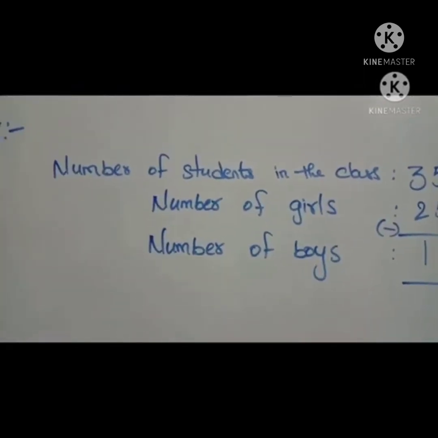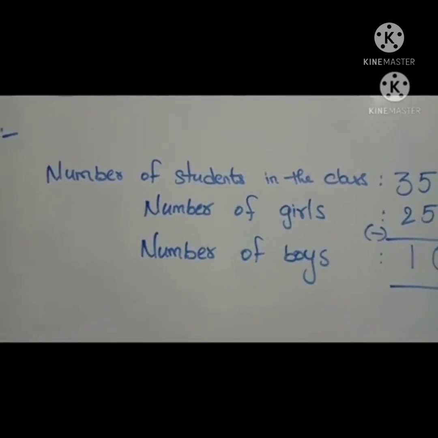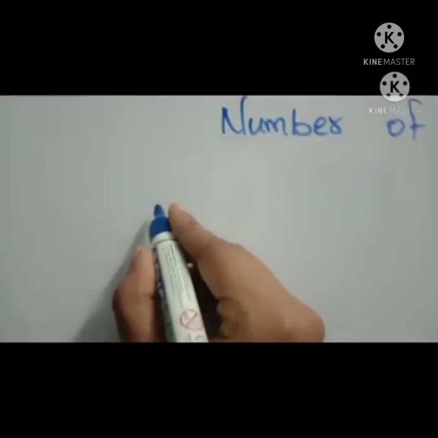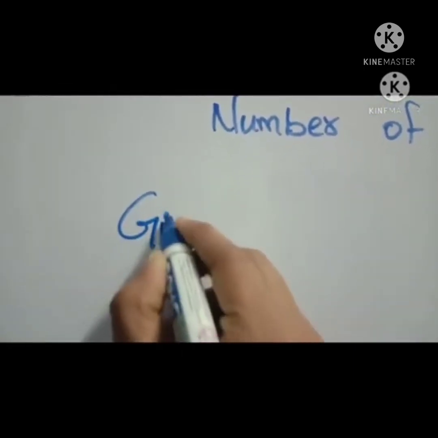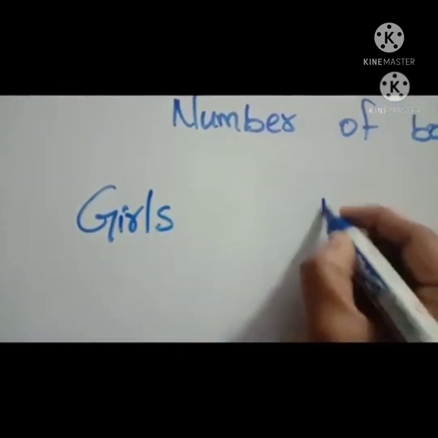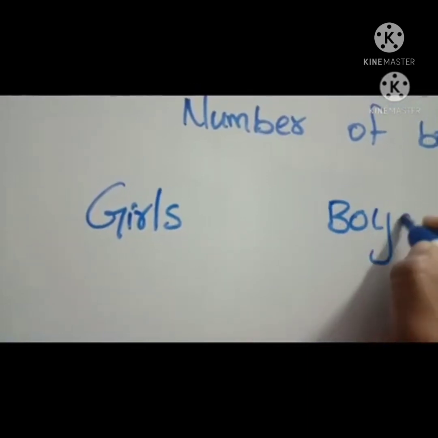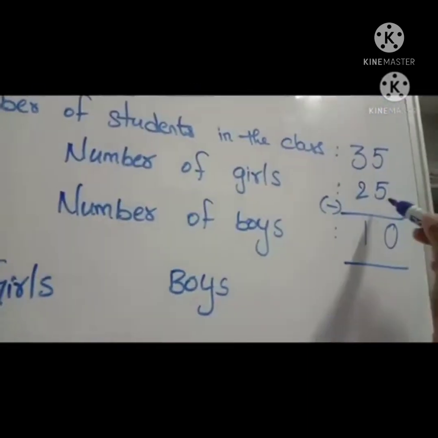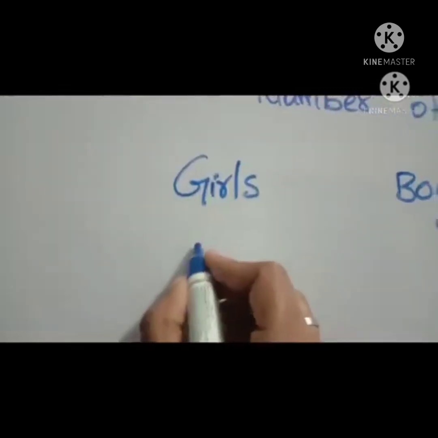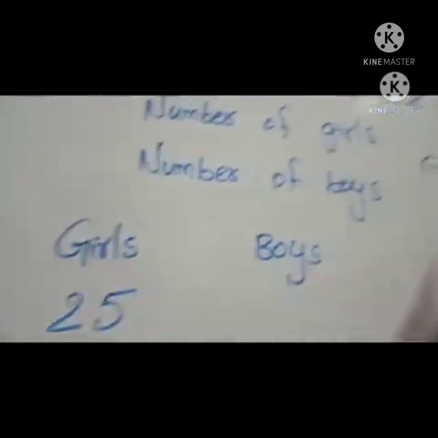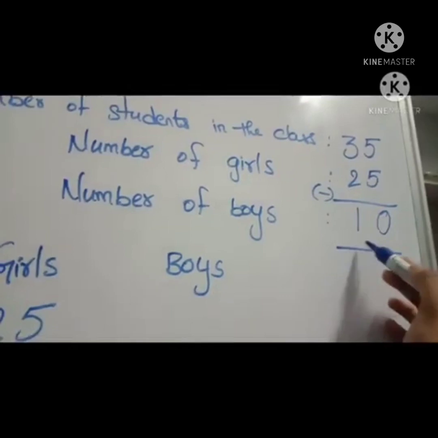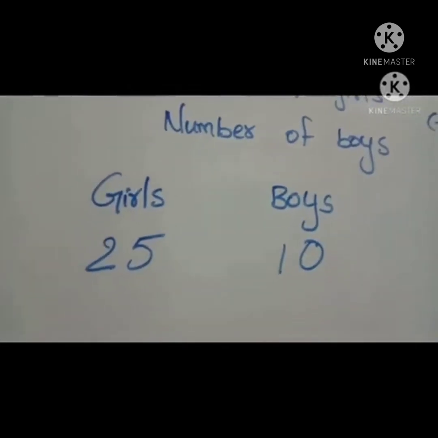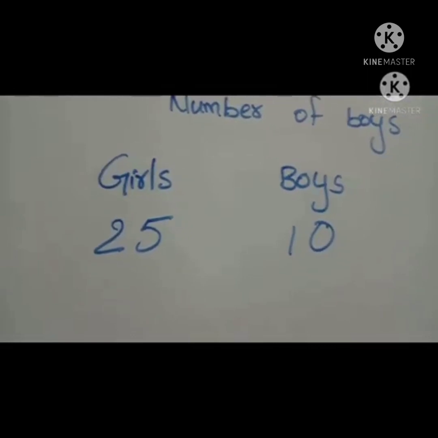Find out the ratio of girls to the boys. First write here the girls, and next here boys. How many members are there? Girls, 25. So write here 25. Again boys, how many members are there? 10 members are there. So write here 10. Now here we have to find out the ratio.